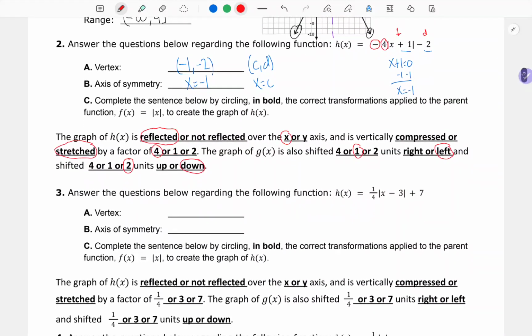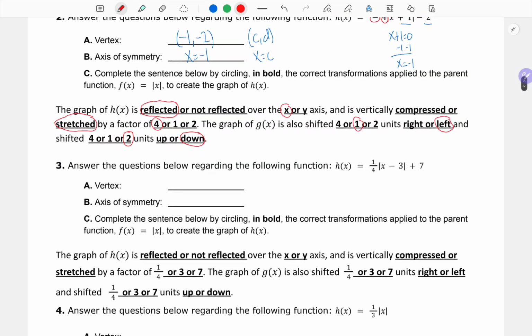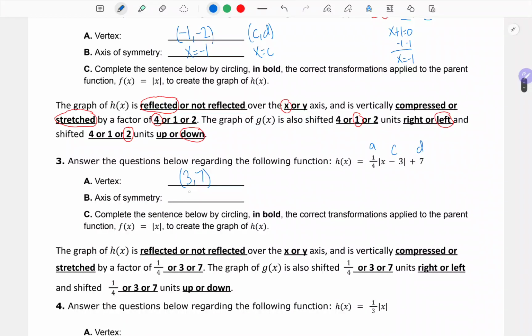All right, here's the next one. Answer the following questions below regarding the following function, h of x. So the vertex, again, C and D. So here, C and D. Remember, this is A. So C for the vertex, inside the absolute value, so that's a 3. And D is 7, so (3, 7). Axis of symmetry, C is 3, so x equals 3.